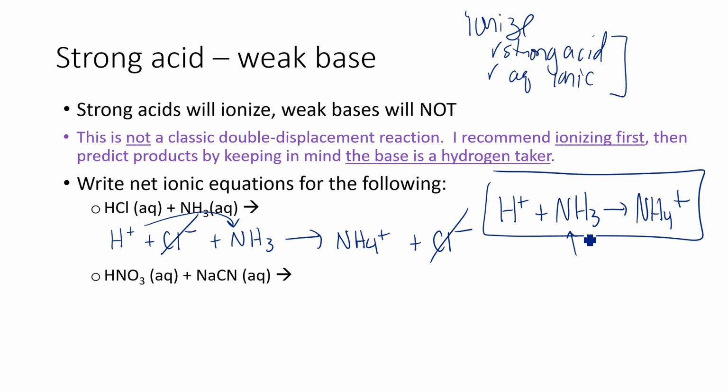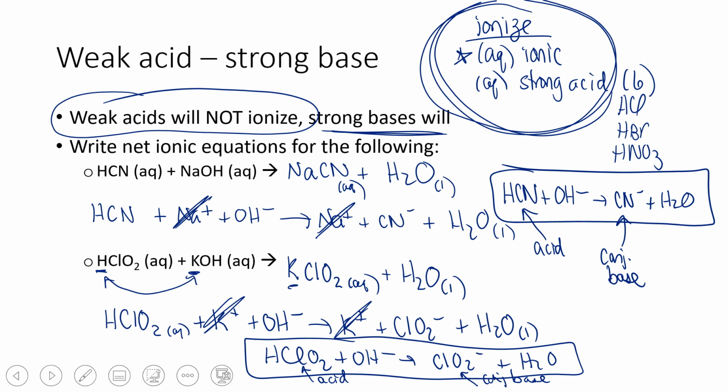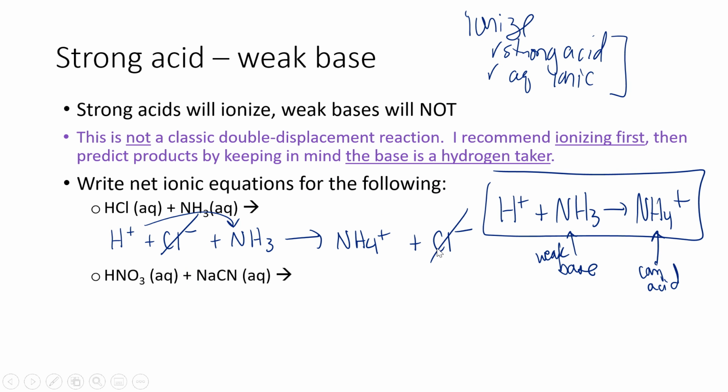So notice how one of my reactants here is a base. This is a weak base. And the product of this reaction is the conjugate acid of that base. So notice here, when the weak acid is neutralized, it produces the conjugate base. When the weak base reacts, it produces the conjugate acid. So that's some patterns to notice here.